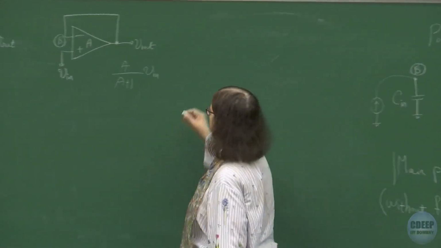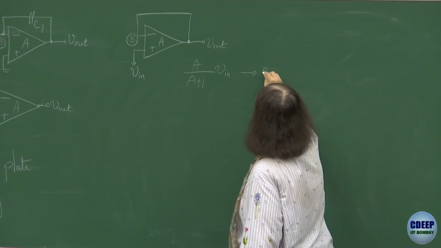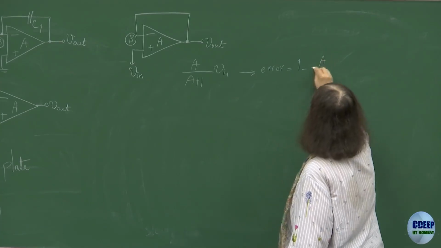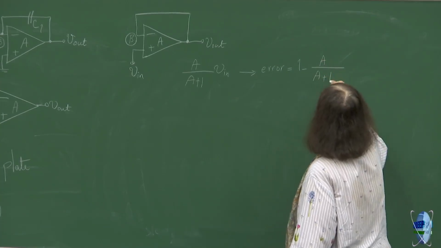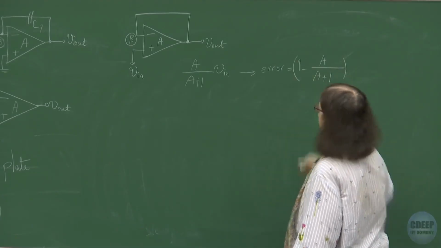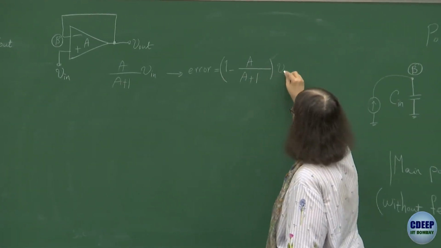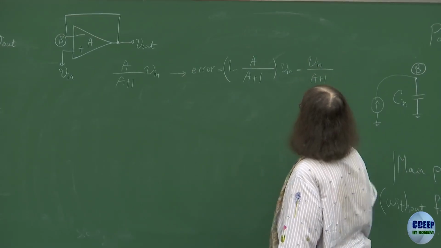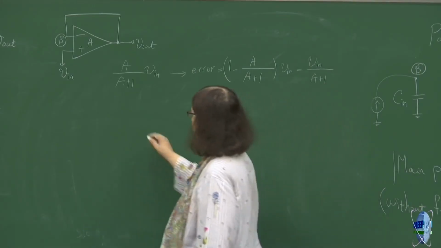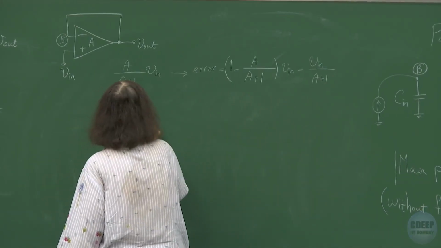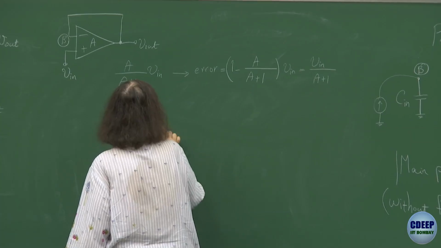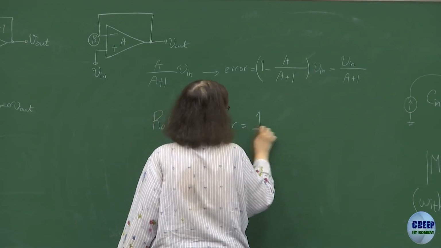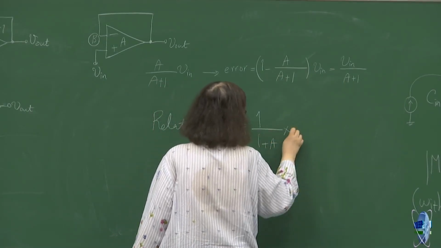How much error do you have? So it is 1 minus A upon A plus 1 multiplied by V, which will give you Vin upon A plus 1. And if you want to get a relative error, that means divided by V, 1 upon 1 plus A multiplied by 100.